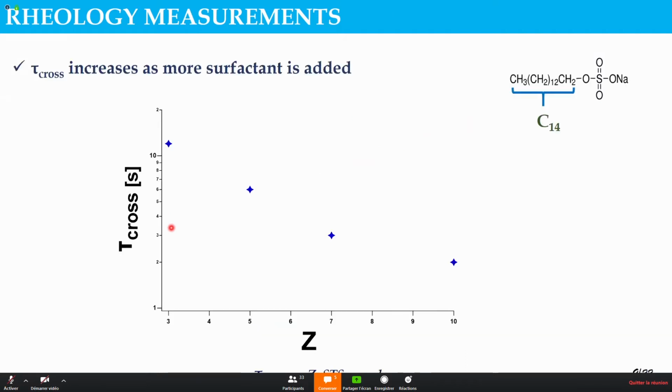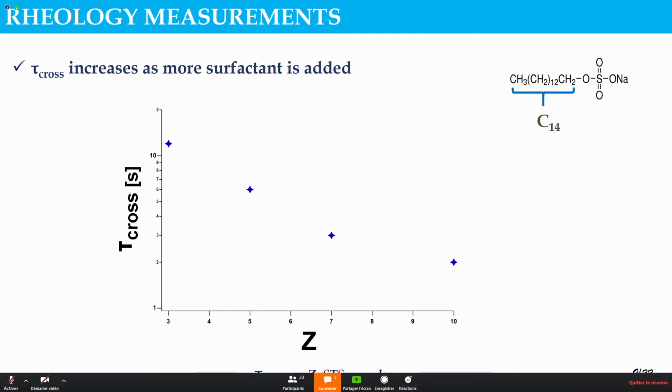So if we measure this tau cross relaxation time for the same sample, but for different values of zeta, you can see that tau cross increases as more surfactant is added. And at zeta 3, that means that we are super close to the phase boundary, we have the highest value of tau cross. It just means that here, in this sample, we have a well-defined microstructure. So now we want to analyze this microstructure in a better way.